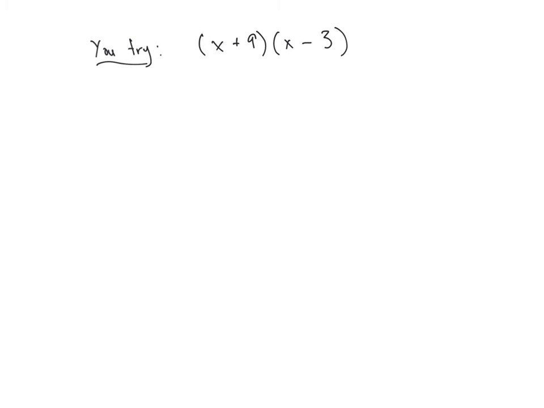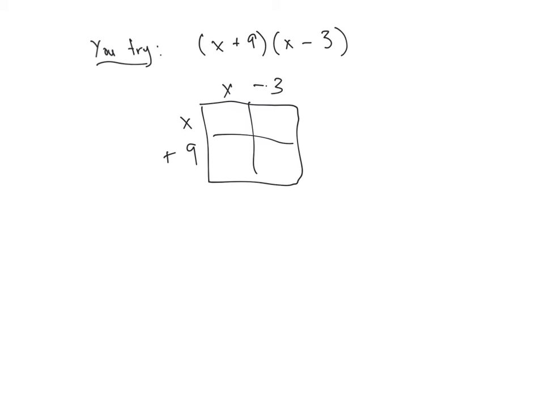All right, you go ahead and try one here. x plus 9 times x minus 3. You're going to draw a box down. It's going to get set up 2 by 2, with x plus 9 and x minus 3. Multiply into those boxes, add up the boxes, and enter your answer when you're ready.